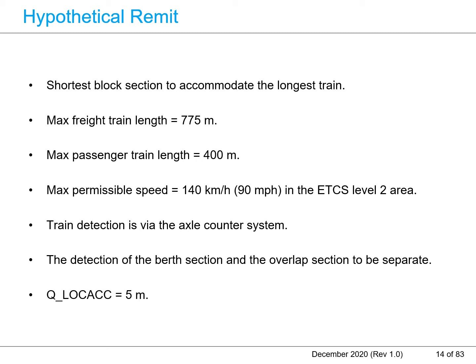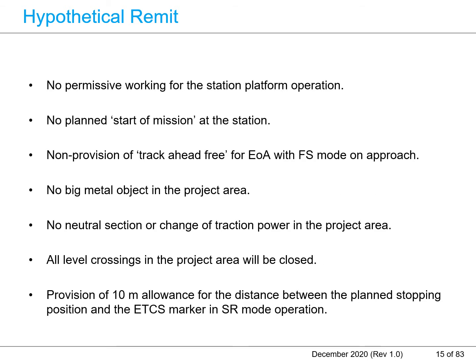The detection of the berth section and the overlap section is to be separate. The accuracy of Eurobalise fitment location, Q-lock ACC, is 5 meters. There will be no permissive working for the station platform operation. No planned start of mission at the station. Non-provision of the track ahead free for the EOA with FS mode on the approach.